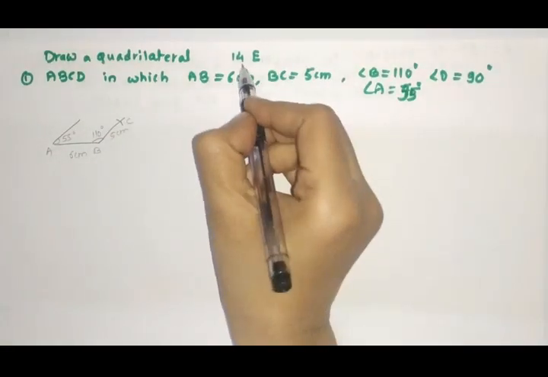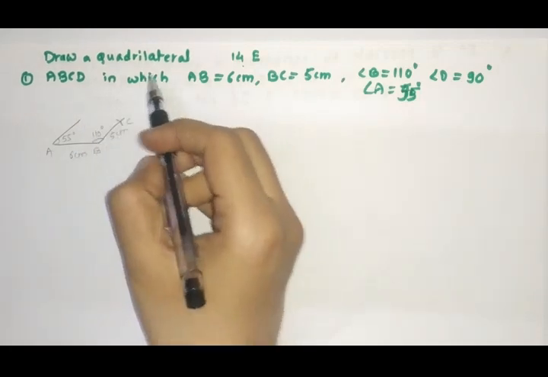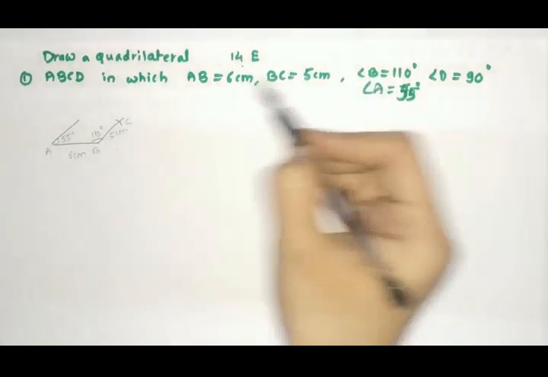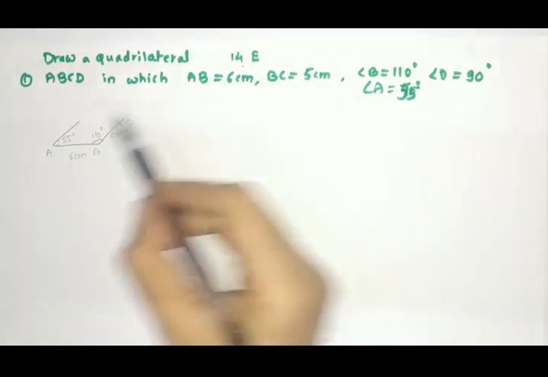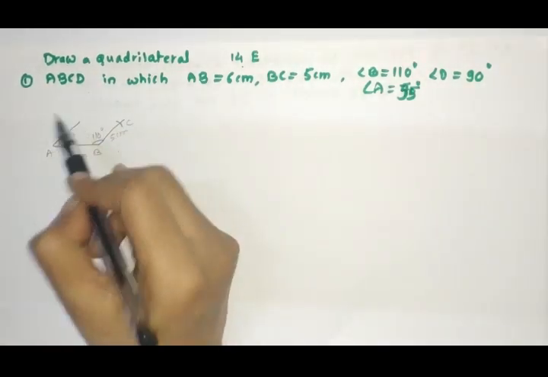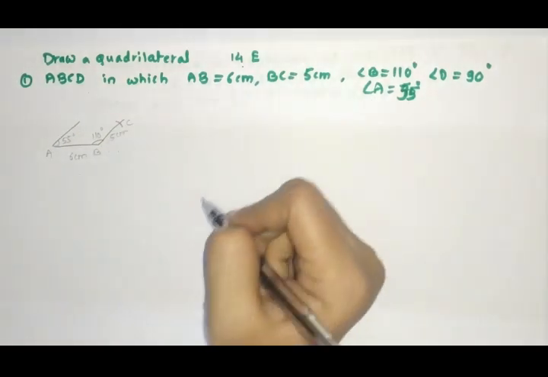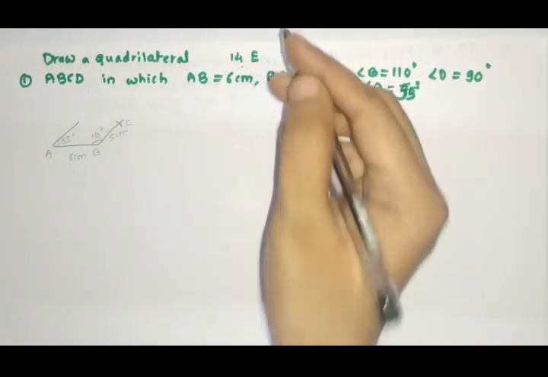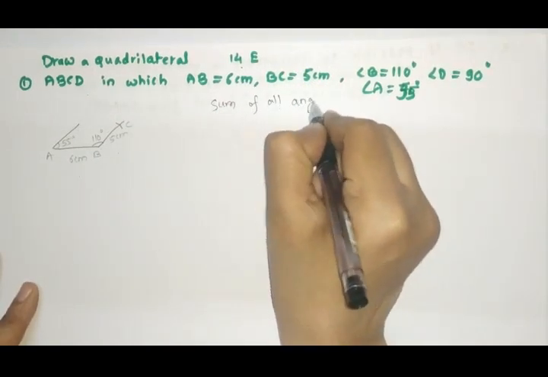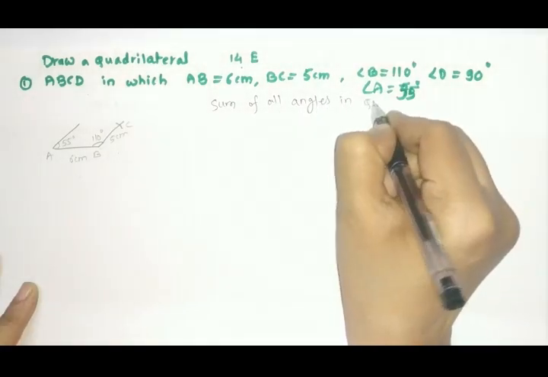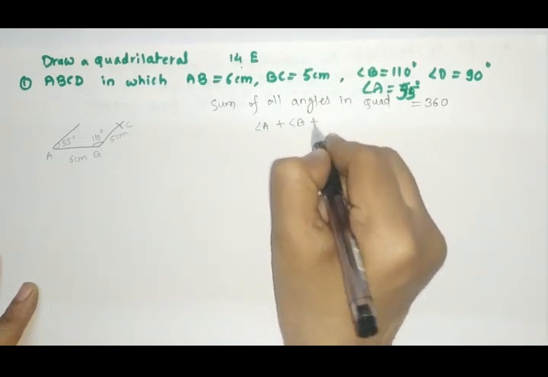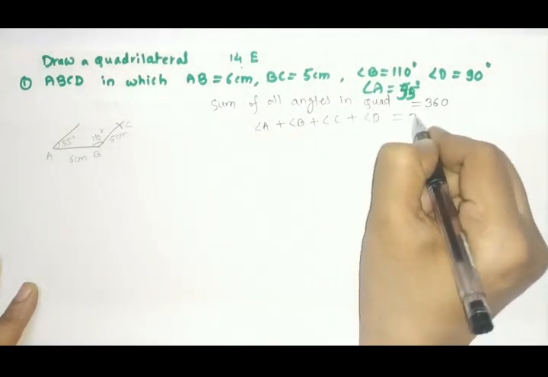So friends, now question 14 E is here. ABCD we need to draw a quadrilateral in which side AB is 6 centimeter, side BC is 5 centimeter, angle B is 110 degree, angle D is 90 degree, and angle A is 55 degree. So friends, first of all, angle C is not available, and the diagram we are not going to finish it. So the sum of all the angles in a quadrilateral, what is that? It is going to be 360 degree.